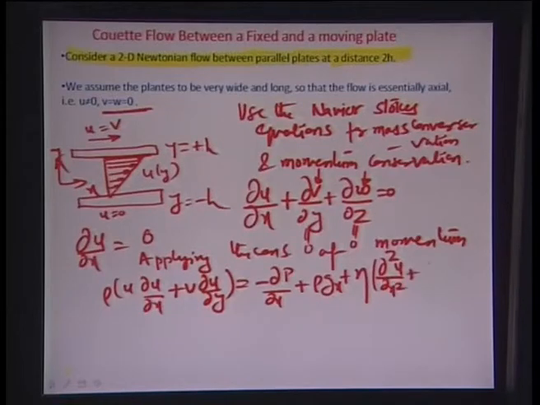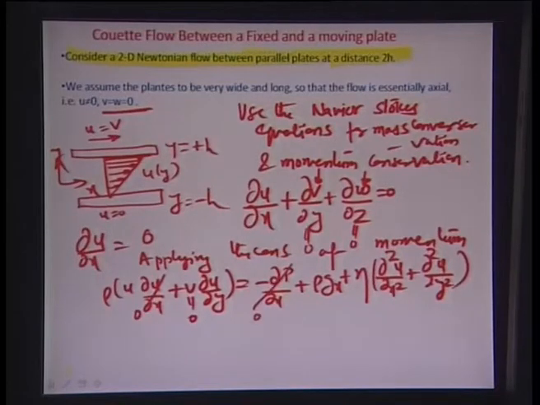This is the shear term really, ∂²u/∂y². Okay. So, here as we know v is 0, as we had made in the assumptions for the Couette flow, and ∂u/∂x has already been obtained to be 0 from the earlier conservation of mass equations.